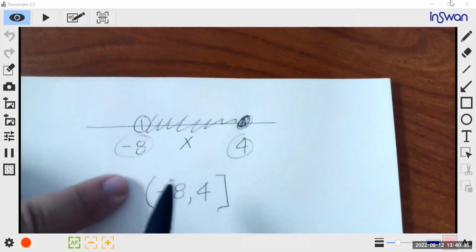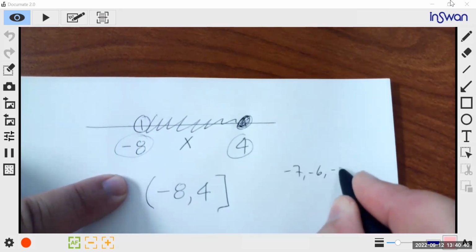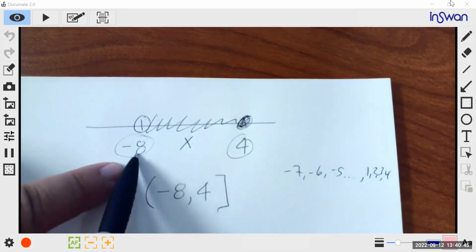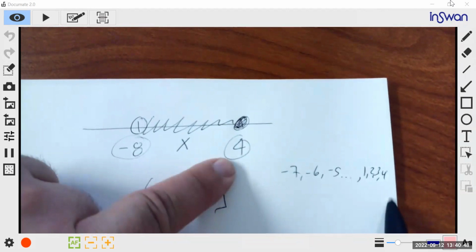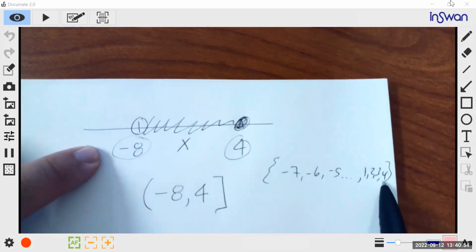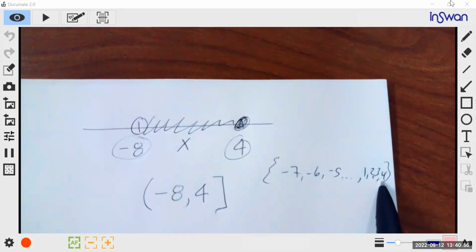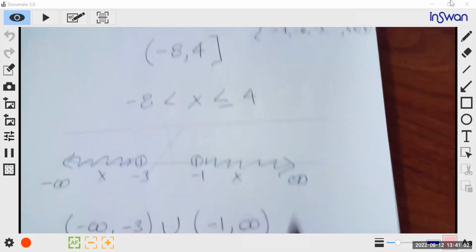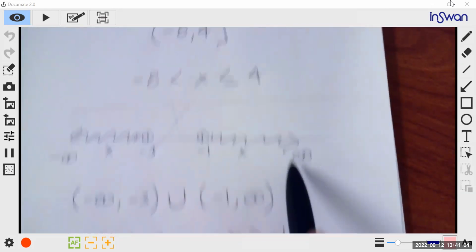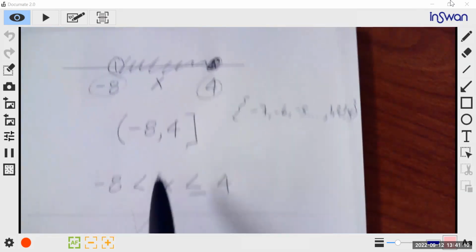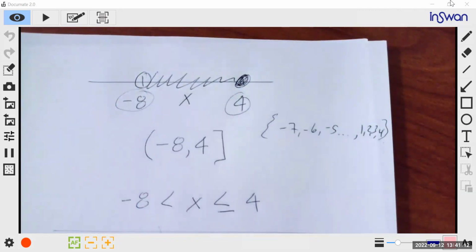In other words, the list of answers for this one would be -7, -6, -5, up through 1, 2, 3, 4. I cannot use -8 in my final answers. I can use 4. So the set of my answers would be from -7 all the way to 4, including 4. That's what those mean. Infinite simply means it goes to infinity. If it's infinite, that means it goes to infinity, either positive or negative. If it's finite, then it has solid numbers at both ends.